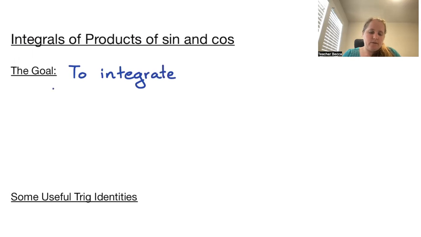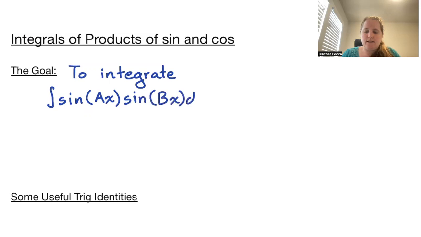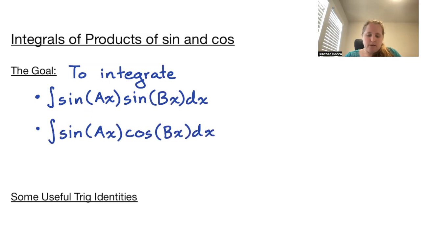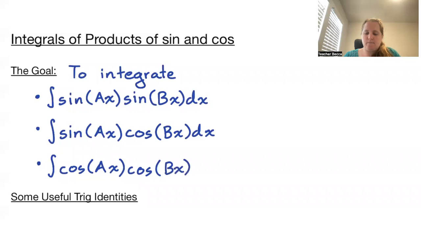So the goal here is to integrate three different things. We have the integral of sine of ax times sine of bx dx. We will also take a look at the integral of sine of ax times cosine of bx dx. And finally, we will look at integrals of the form cosine of ax times cosine of bx dx. It turns out that all of these can be solved very quickly using some very useful trig identities.